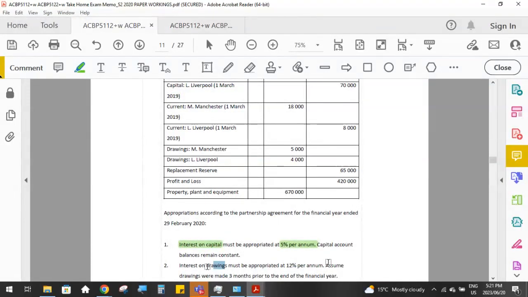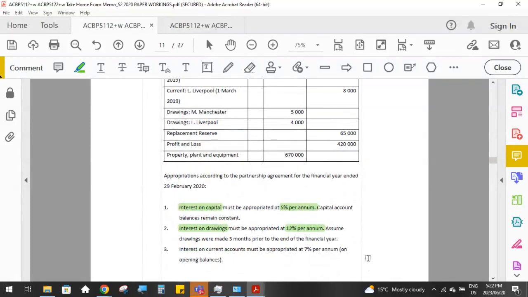Then interest on drawings must be appropriated at 12% per annum. So the drawings is money that the partners take out during the year. So interest on drawings will be owed by the partners to the partnership. So this interest on drawings will actually be income for the partnership. We must assume that drawings were made 3 months prior to the end of the financial year. So take note, the interest is 12% per annum, but we're only going to charge them 3/12 because they've only had their drawings for 3 months.